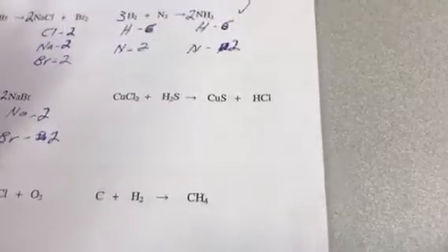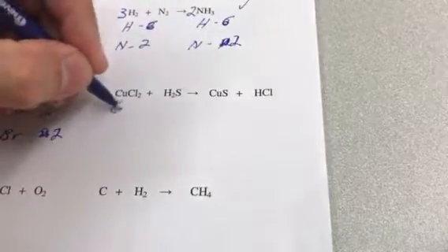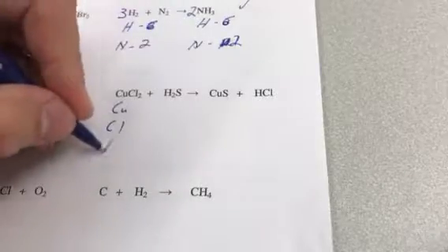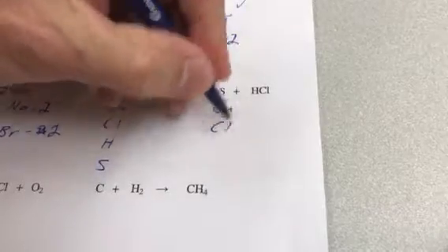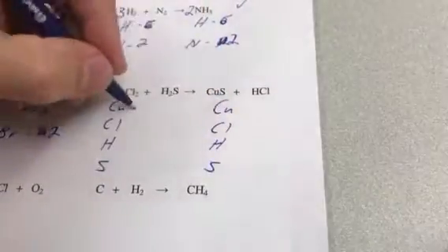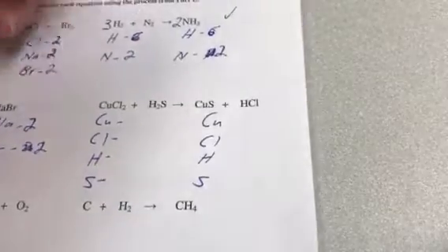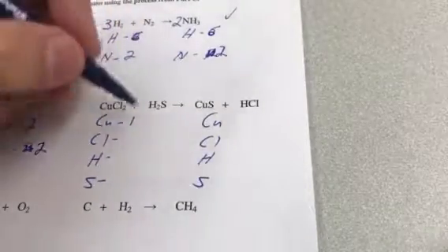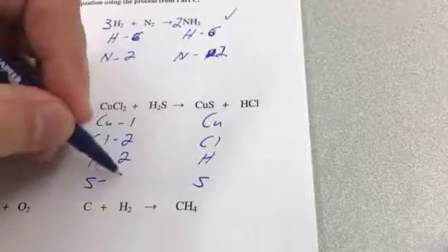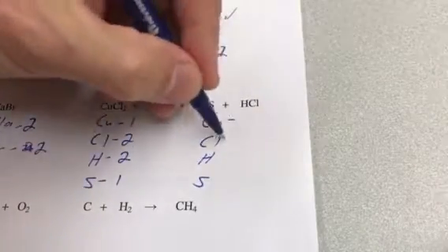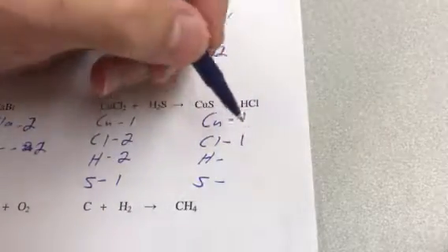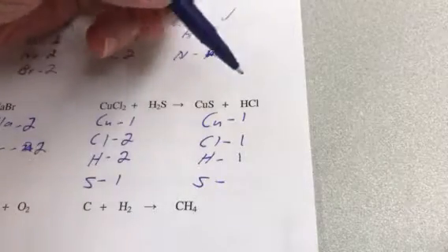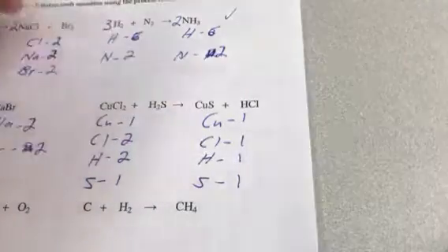Okay, last one I'm going to demonstrate for you. We have copper, chlorine, hydrogen, and sulfur. On the reactant side, I have 1 copper, 2 chlorine, 2 hydrogen, and 1 sulfur. And on the product side, I have 1 copper, 1 chlorine, 1 hydrogen, and 1 sulfur. So my chlorines and my hydrogens are out of balance.